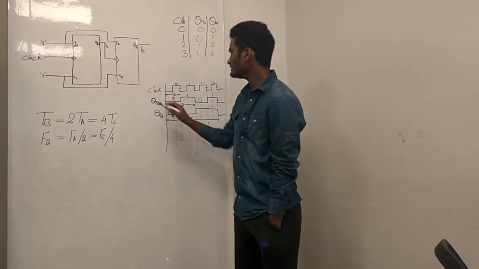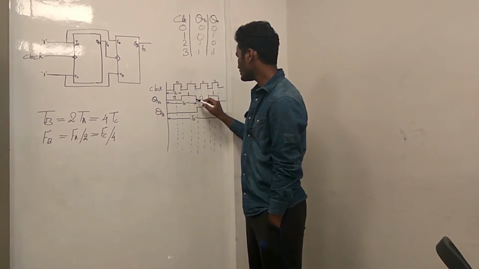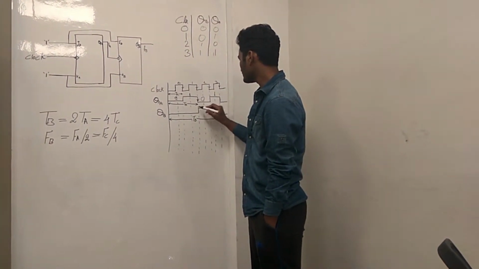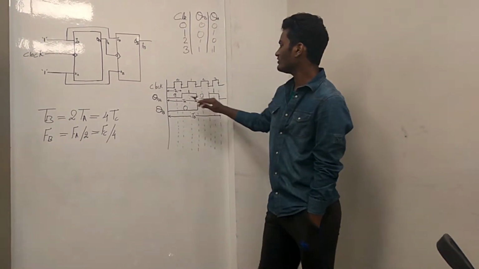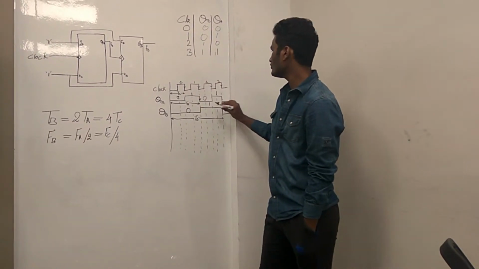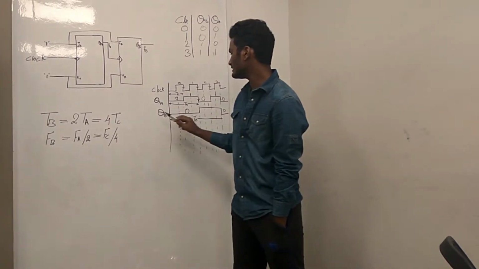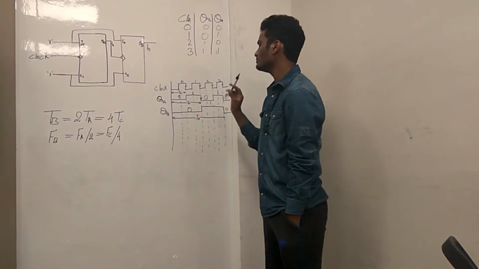Now QB depends upon QA's output. So when QA drops down to 0, QB becomes 1. So till now it was 0, now it will become 1, and it will drop down to 0 when QA drops down to 0. So this is the output of both QA and QB.